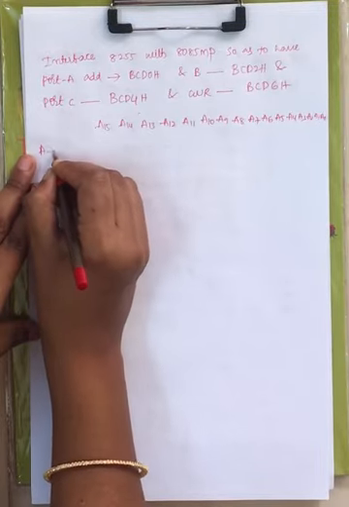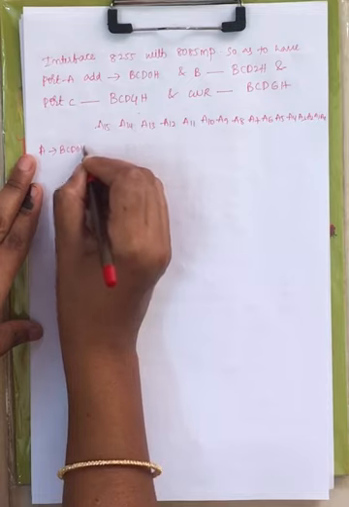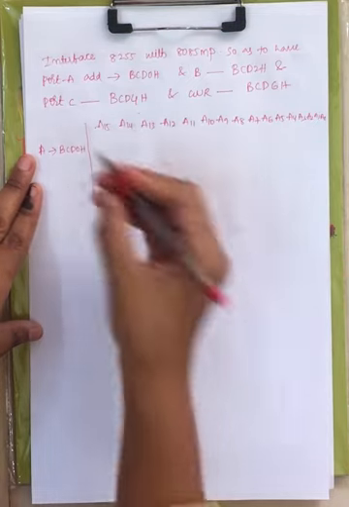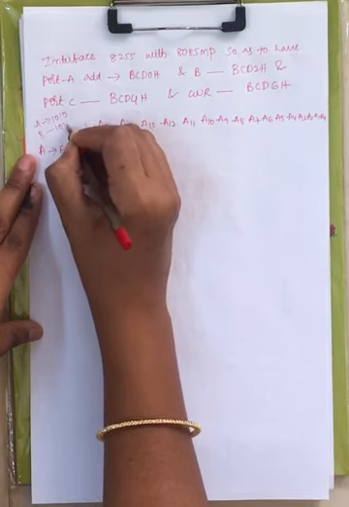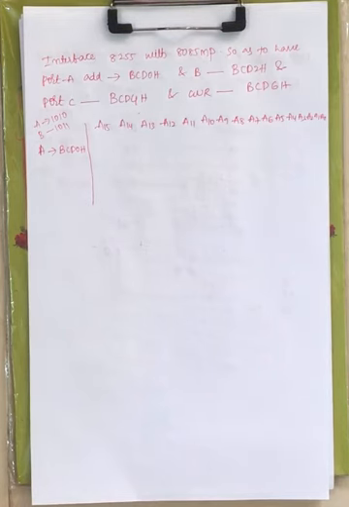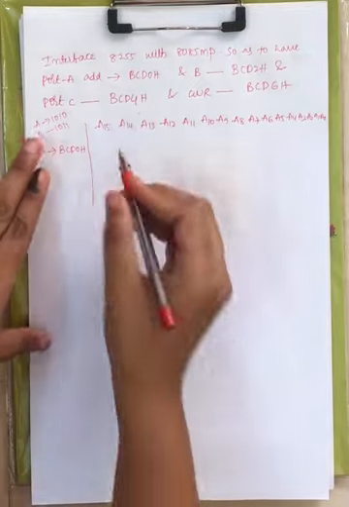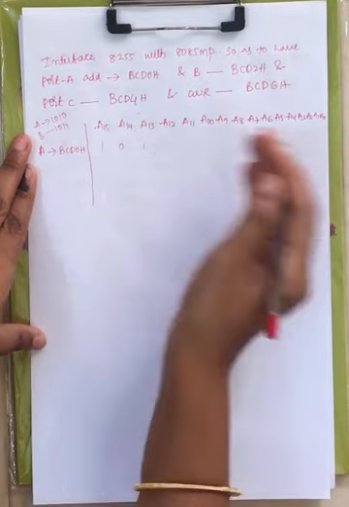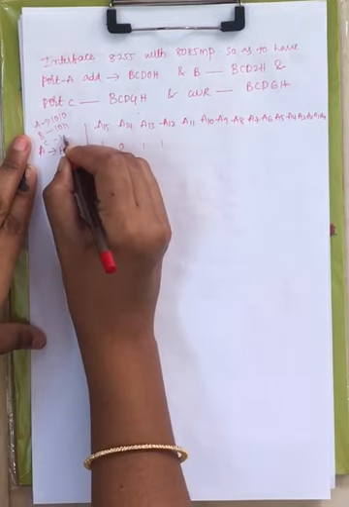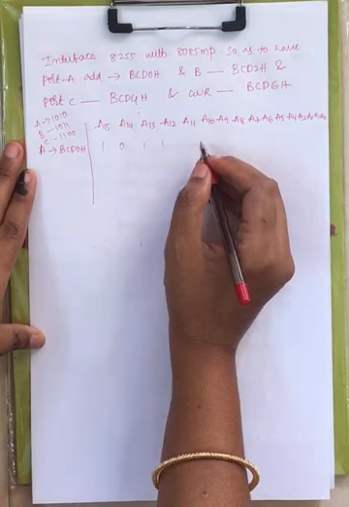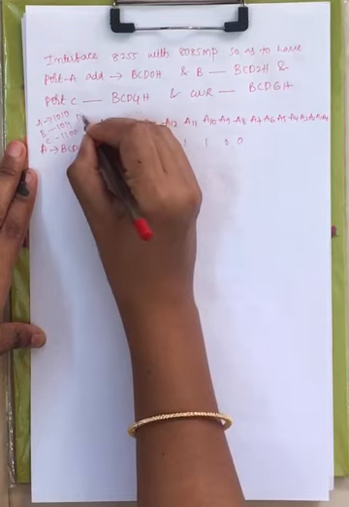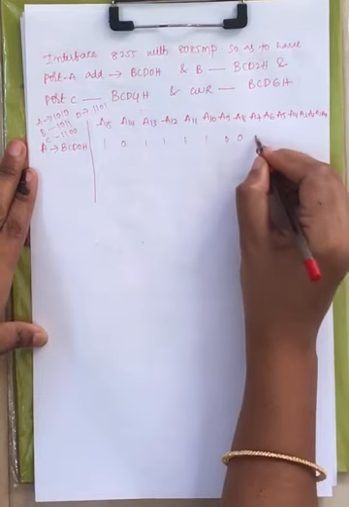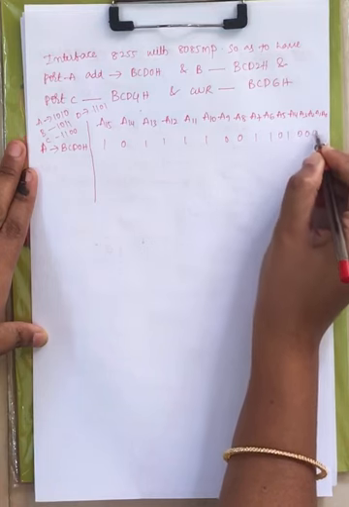Now for port A, what is the address that is given? BCD0H, represent in 4-bit form. Now B is 1011, C is 1100, and D is 1101, and the last one is 00, right? A is nothing but 1010.